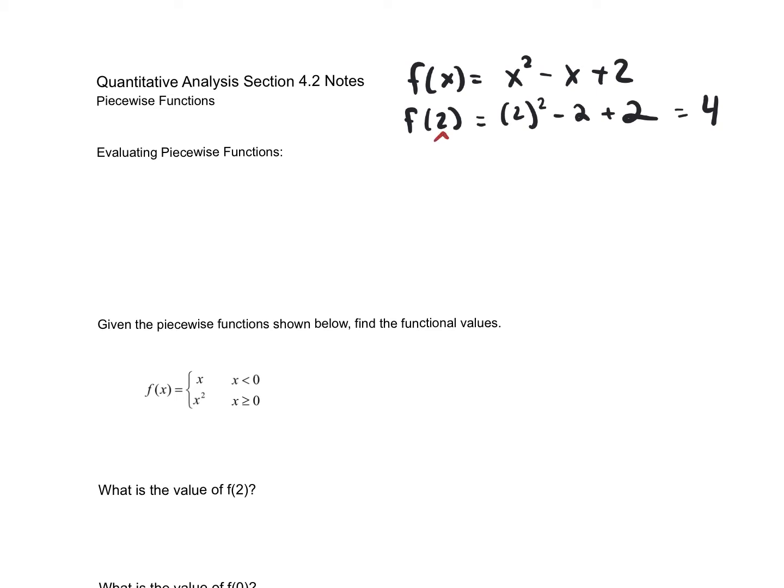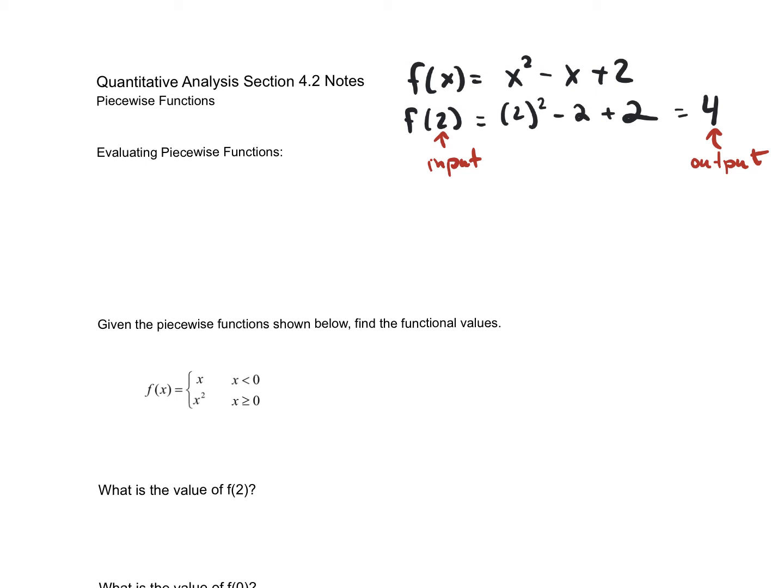Recall we said the input was the x value, that is our 2 in this case, and our output is the functional value, which on a graph was y, but in this case it's just the output of 4. So with 2 as the input, the 4 is the output.